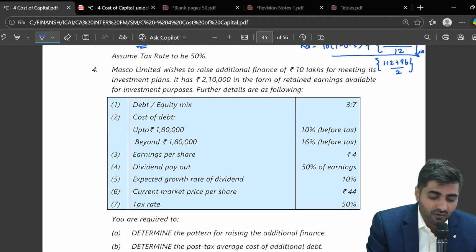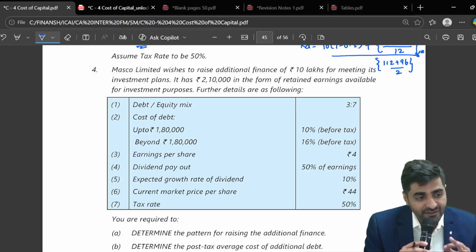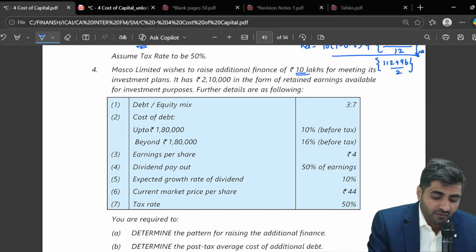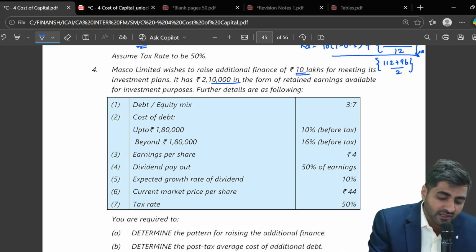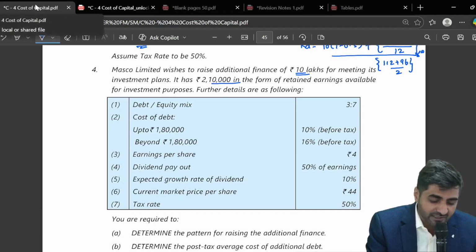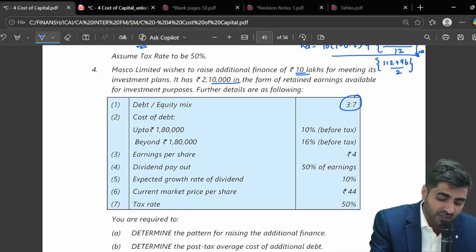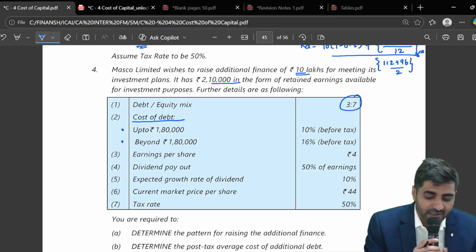Question number 4. Now question number 4, let's read this question. Masco Limited wishes to raise an additional finance of Rupees 10 lakhs for meeting its investment plans. So it has rupees 2,10,000 in the form of retained earnings, which is available for investment purpose. And further details are as follows. The debt equity mix is 3:7. Cost of debt is given to you, which is up to 1,80,000 and beyond 1,80,000.